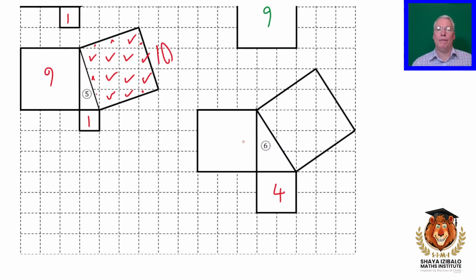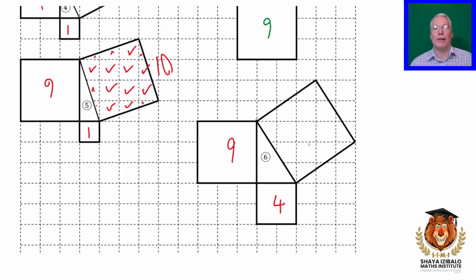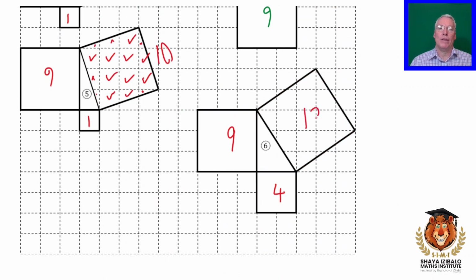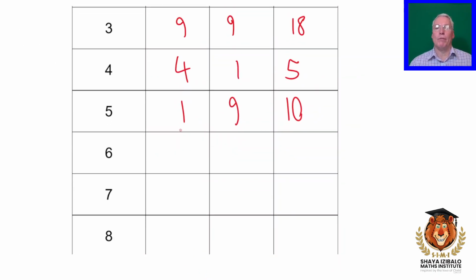Okay, and then number 6. We've got 4 here, we've got 9 here. And previously we actually did count this one. I'm going to scroll back up and just remind you that that was 13. Okay, so 4, 9, and 13 for number 6.